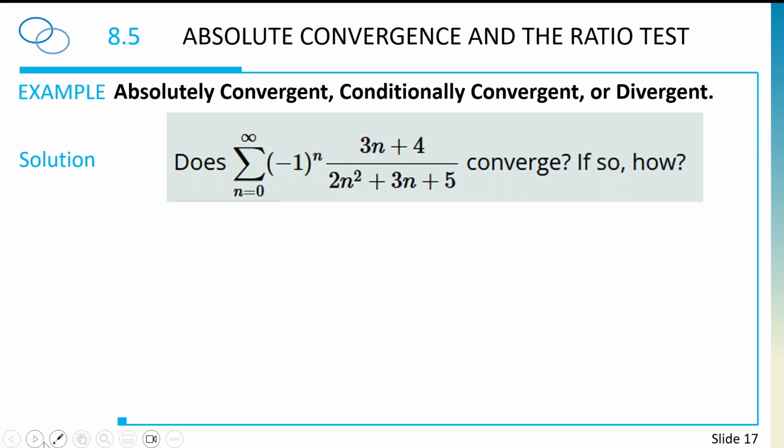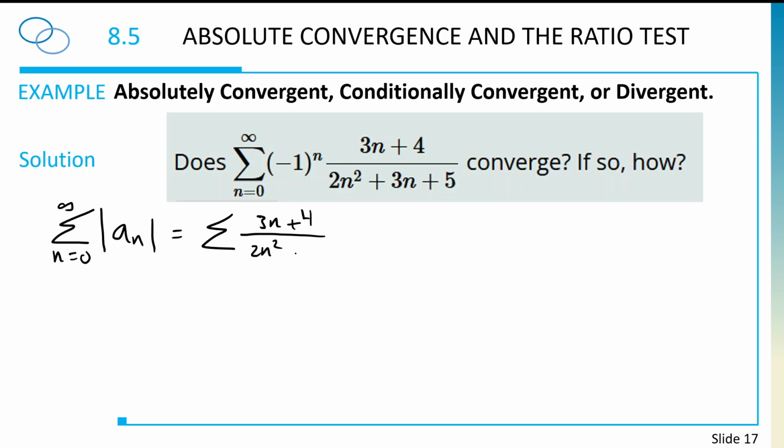Now, let's try with this one. Let's do this last one fast. So if I take the absolute value, sigma of the absolute value of a_k, from n equals 0 to infinity, this equals sigma. With the absolute value, you get rid of the negative term. So this is (3n+4)/(2n^2+3n+5) from n equals 0 to infinity.